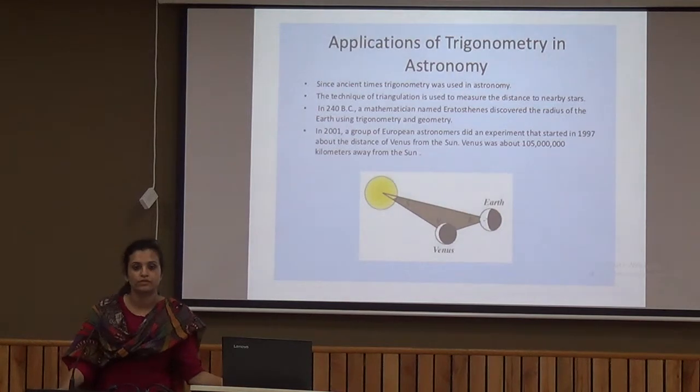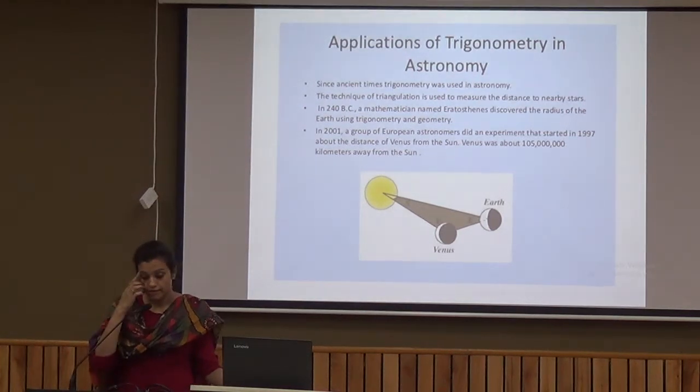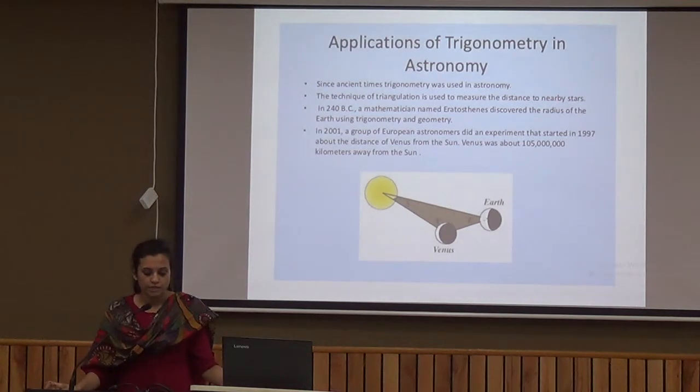Now some applications of trigonometry in astronomy, let's quickly go through that. Since ancient times, trigonometry was used in astronomy. The technique of triangulation is used to measure the distance to nearby stars. In 240 BC, a mathematician named Eratosthenes discovered the radius of the earth using trigonometry and geometry. It's a very well-known fact. Now let's come to a very recent fact: in 2001, a group of European astronomers did an experiment that started in 1997 about the distance of Venus from the Sun. Venus was about this many kilometers away from the Sun. Can you see the distance?